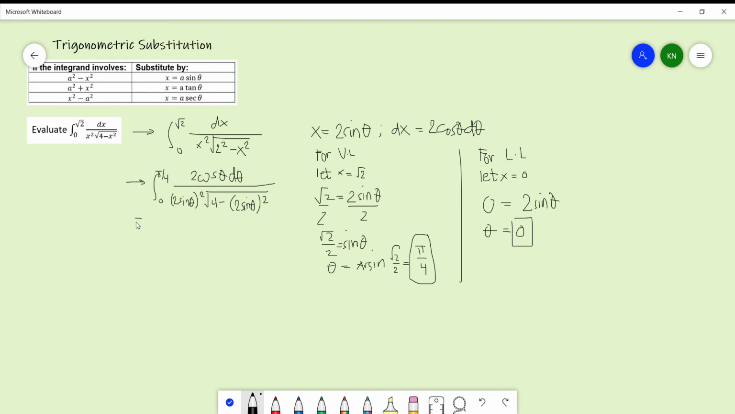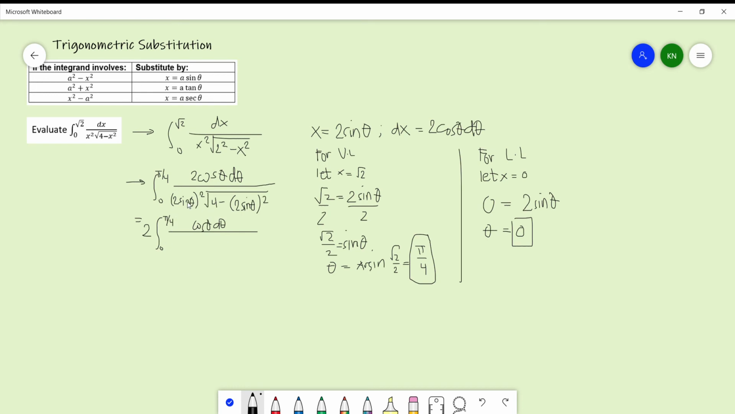So that's it. And then, since 2 here is constant, we can put that outside. So we have 2 here, then the integral from 0 to pi over 4, and then cosine theta d theta. We will be simplifying what's inside the radical sign here first before we move on to simplifying the general integrand.